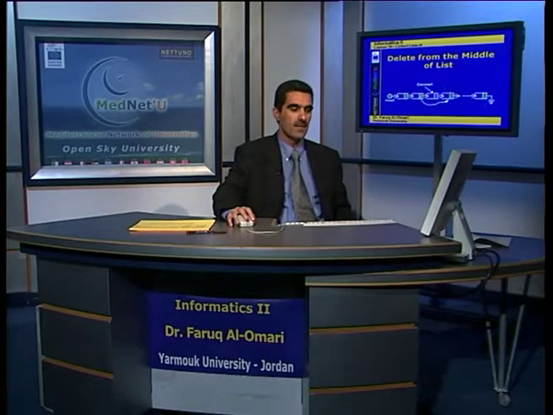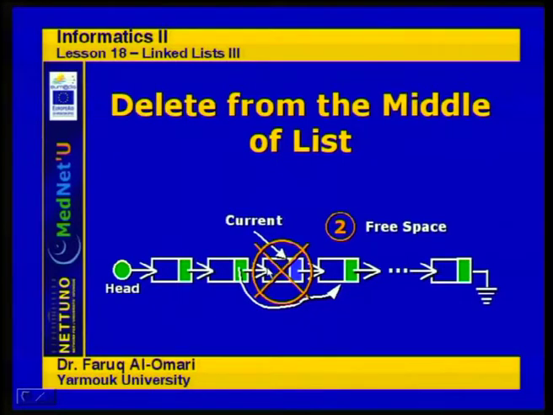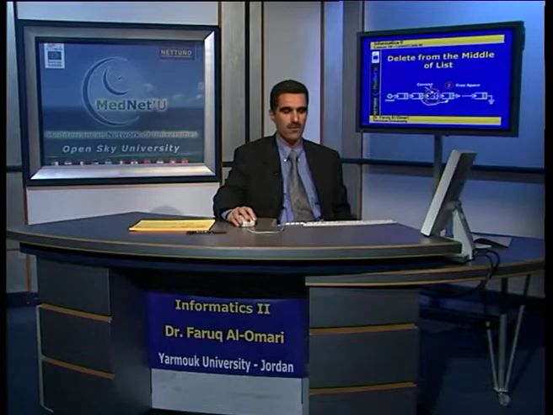Okay, and what do I do after that? Of course, the list is healthy, but the memory is not. And then I have to delete this node and take it out of the memory. So the third step is to free the space. Do free current, and that way this will go out of memory.